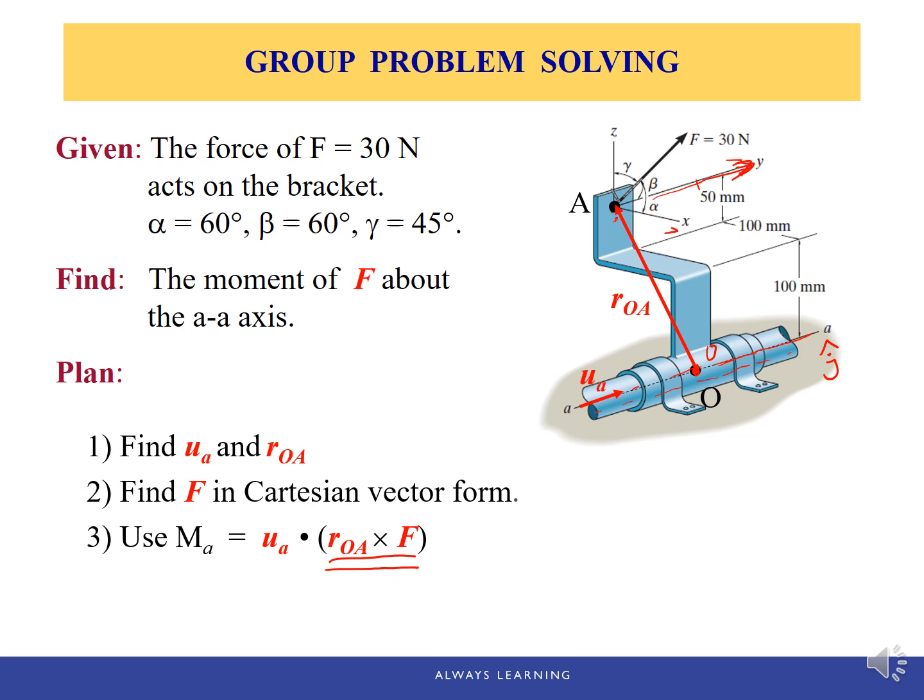So why do we choose this point? It's kind of by experience, because you can choose any point on the AA axis, but you may not be able to figure out the coordinates of that point. So this point O is located on the center line of this assembly, and you can find the coordinates of this point on the AA line. So that's why we choose this point O on AA.